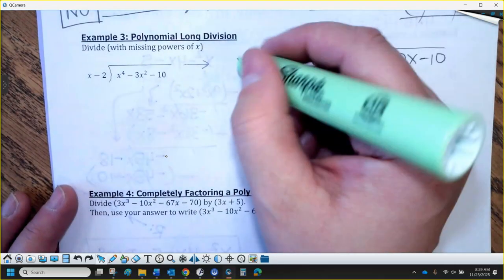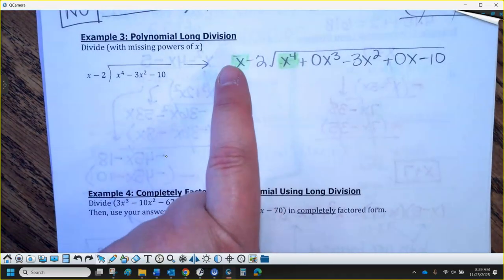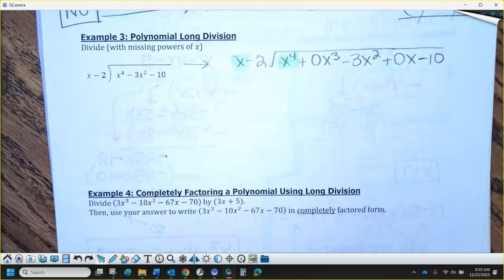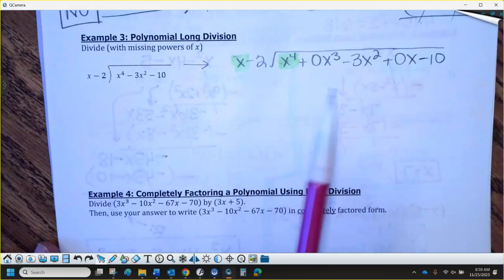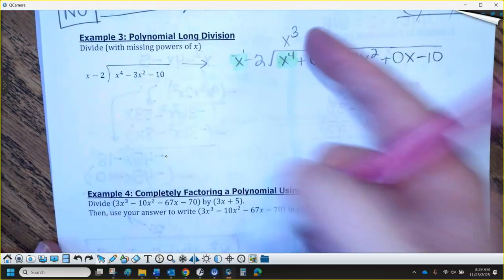All right, so let's go through one. I know we've done this like 4 times today. Hopefully it's making sense. What would you multiply x by to get x to the 4th? What can I multiply x by to turn it into x to the 4th power? We got to have x to the 3rd. So like we'd have 1 here, so I need 3 more.